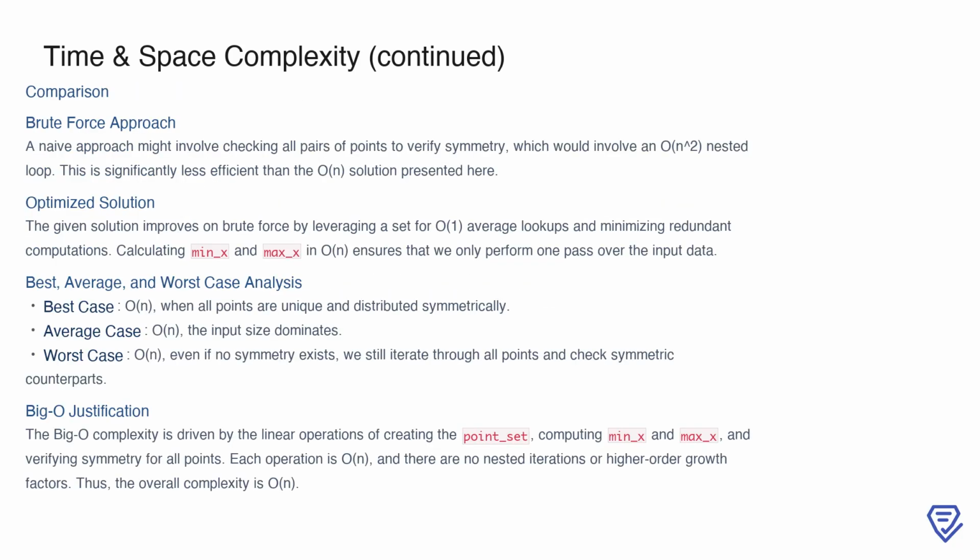Comparing this optimized solution to a brute force approach highlights the efficiency of our method. A naive approach might involve iterating through all pairs of points to check for symmetry, which would require a nested loop and result in an O(n²) time complexity.